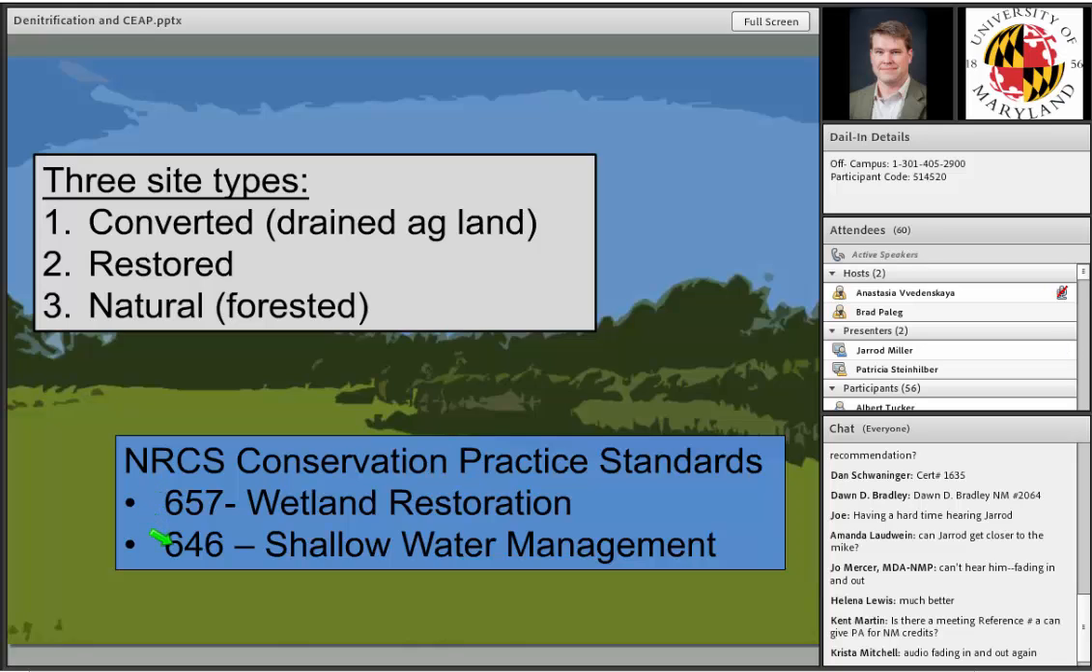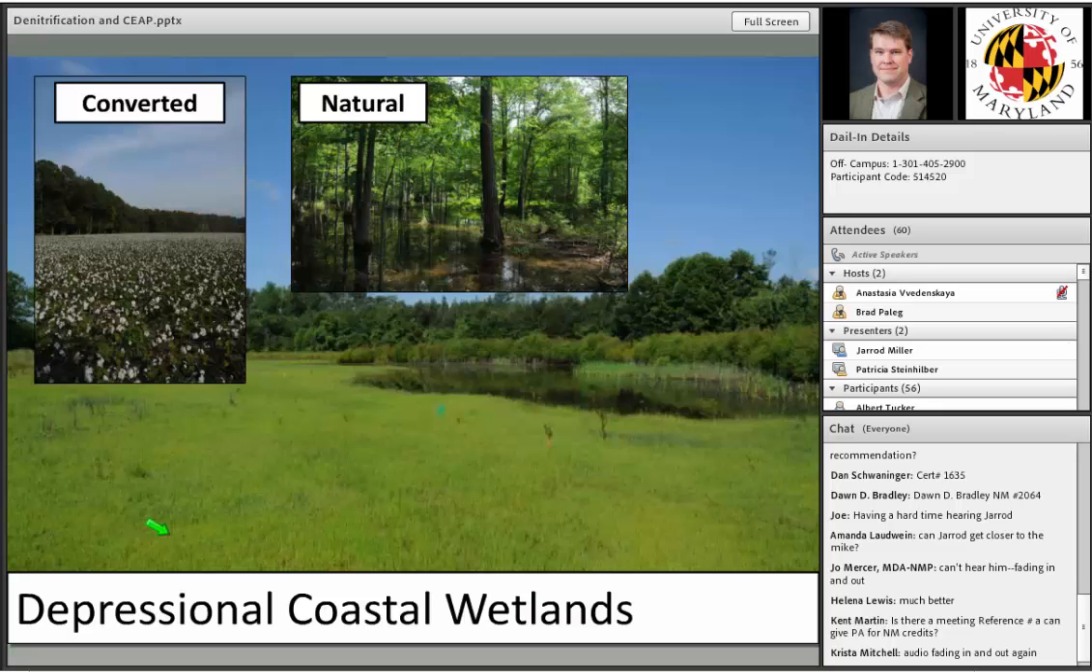This is some pictures from actually the Virginia sites. So here's your converted. This is just some cotton fields with drain tile underneath them. Here would be a natural site, what we call forested. So you can see it's a forested wetland. You can tell by these trees that they're not virgin timber. So in terms of natural, it's just a relative comparison.